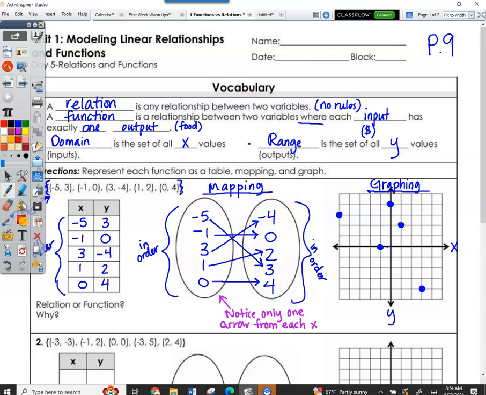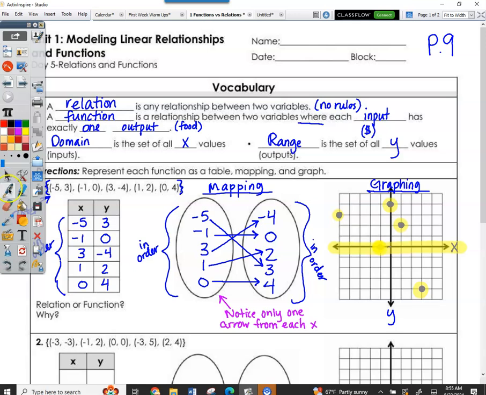Now over here, here's another visual. Your x values are that number line. The x-axis is actually just the number line. So if you look at your visual over here on this number line, when I plugged in -5, it came out to 3. When I plugged in -1, it came out to 0. When I plugged in 0, it came out to 4. When I plugged in 1, it came out to 2. When I plugged in 3, it came out to -4.